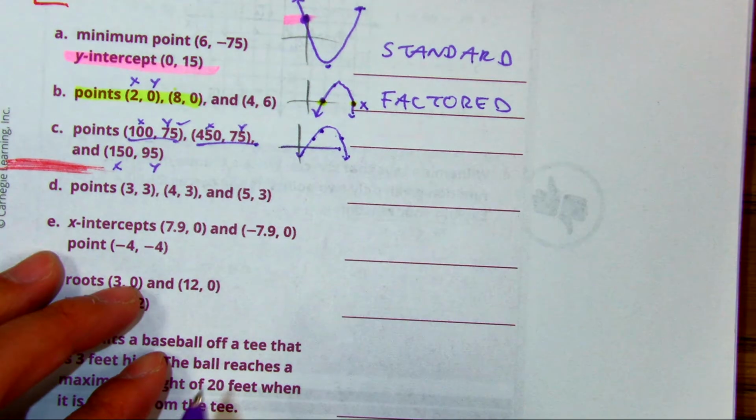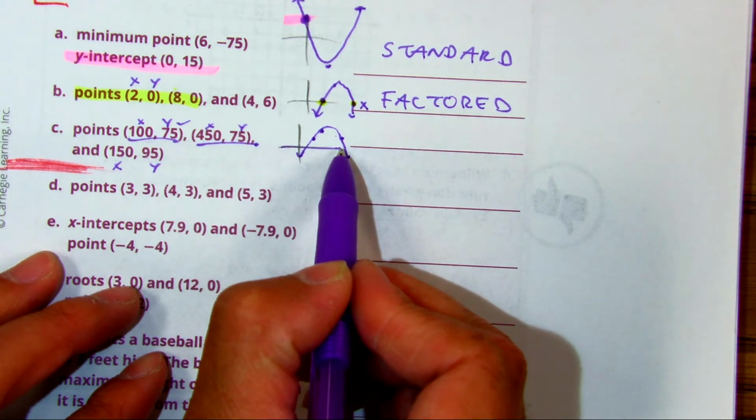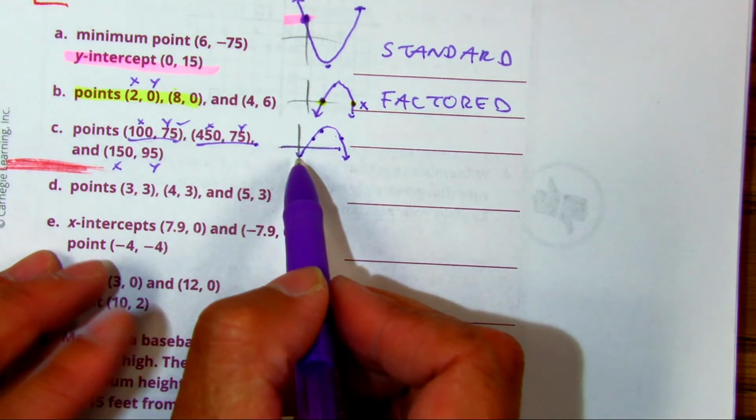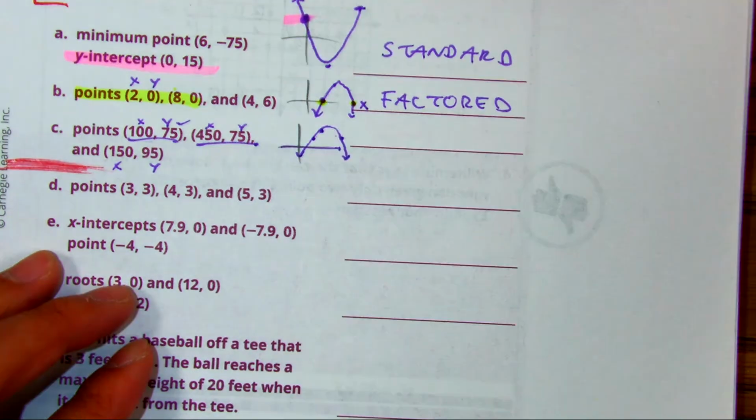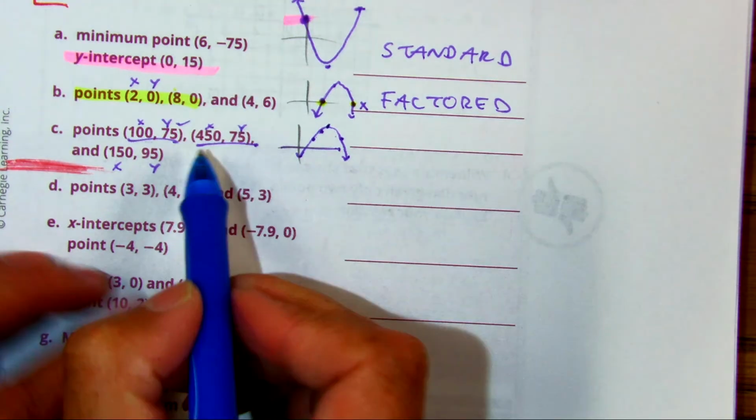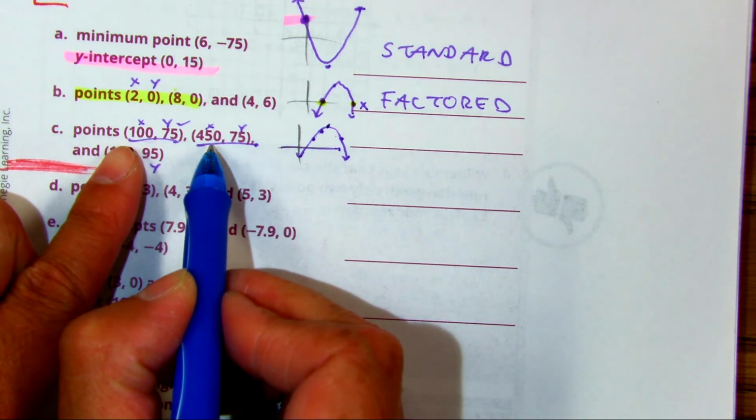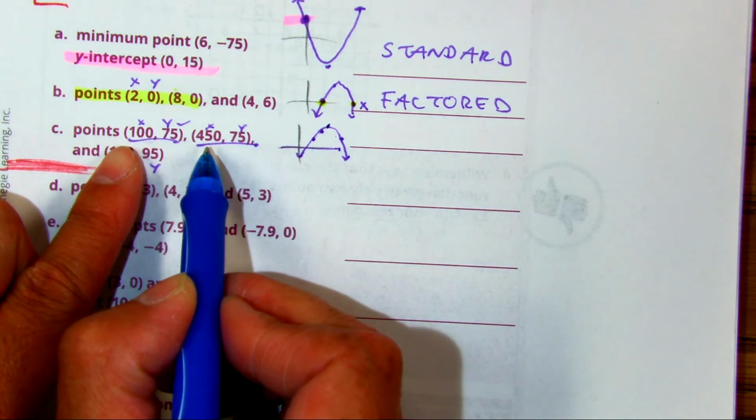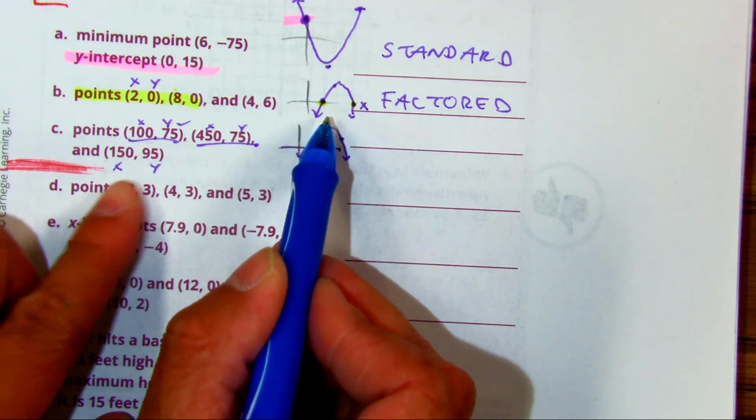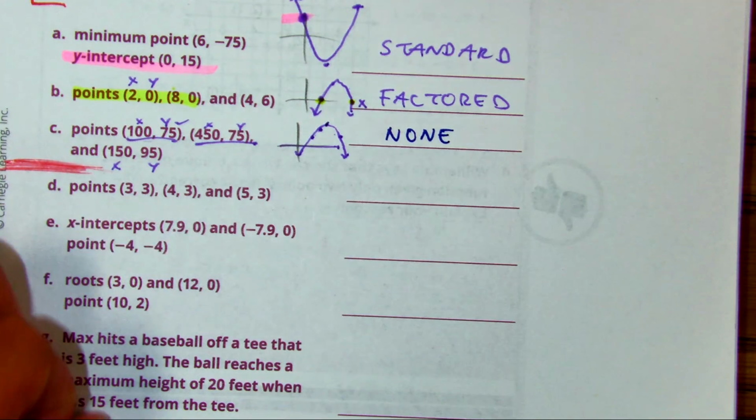Do I know where it crosses the x-axis, class? No, so it's not factored form. Do I know where it crosses the y-axis? No, you can create a formula, but we don't have that. Does it tell us the vertex? No. Well, the vertex would have been the midpoint between 100 and 450, so that would be 550 divided by 2, which is 275. Does it give us 275 and then something? No. So I would say the answer is none.